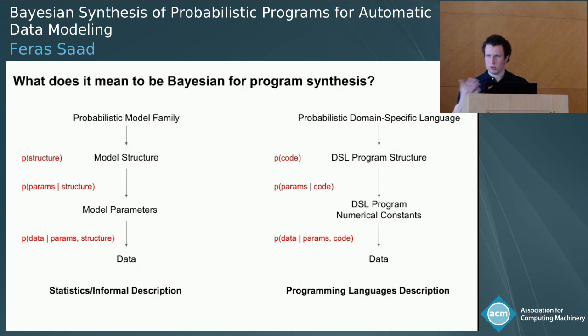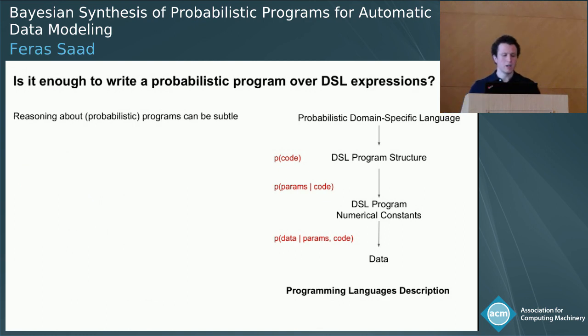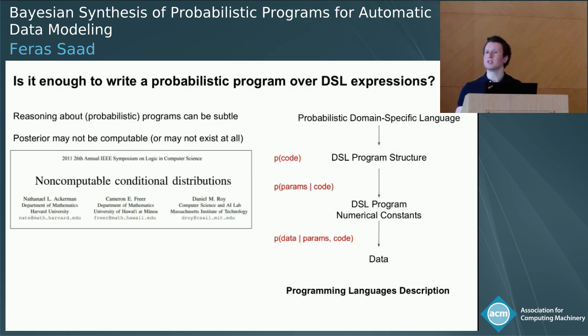Now, the second point, which I talked about earlier on in the contributions, is giving a PL description of what are typically statistical or informal descriptions, using the notions of domain-specific languages to encode model structures and using numerical constants in a program to represent parameters, and representing Bayesian inference as a synthesis problem, shown in the right-hand column. Now, you might think that it's enough to just write any prior over programs for this to work, but in fact, if we know anything about reasoning about programs, it's that it's very subtle. It can be challenging. So in work from 2011, Ackerman, Freer, and Roy showed that posterior distributions may not be computable or they may not exist at all.